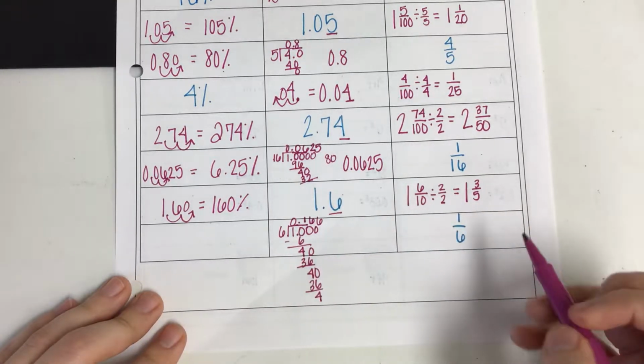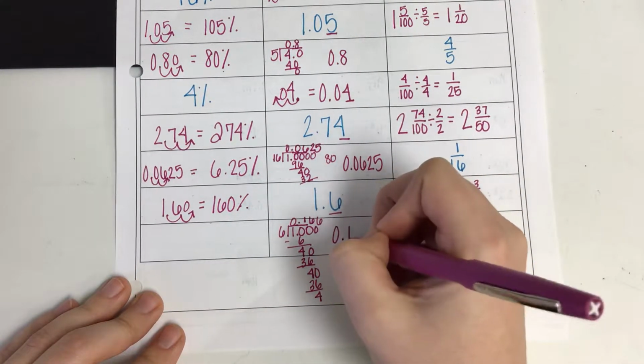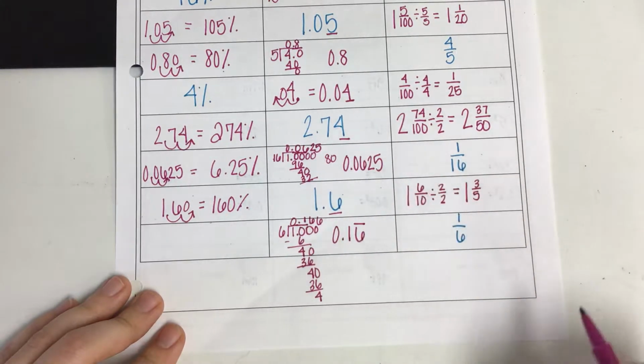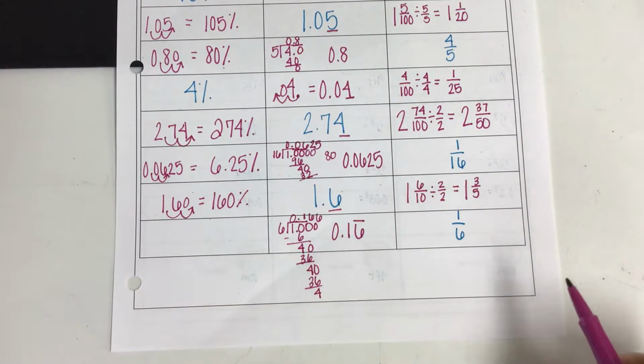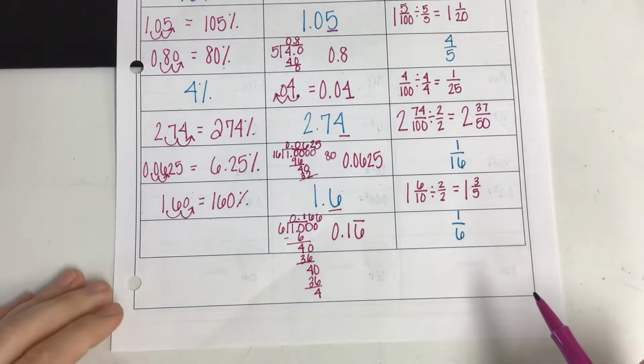This pattern is going to continue. I'm going to keep getting 6s. So we're going to write this decimal as 0.16 with the repeat over just the 6. It is not going to go over the 1 because the 1 is not repeating.